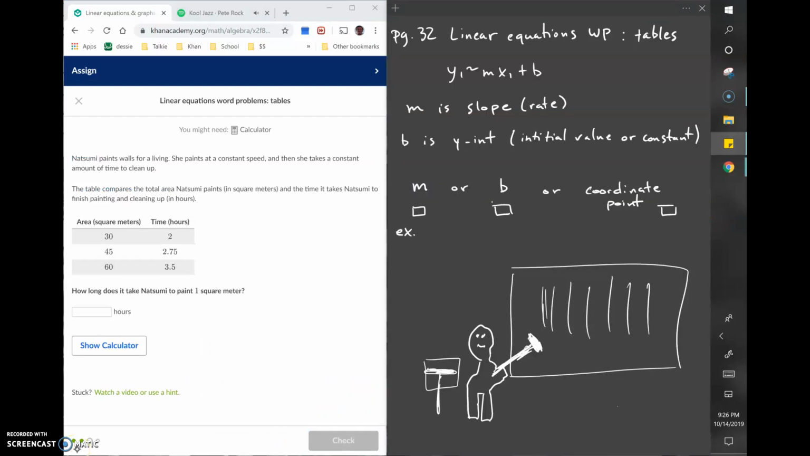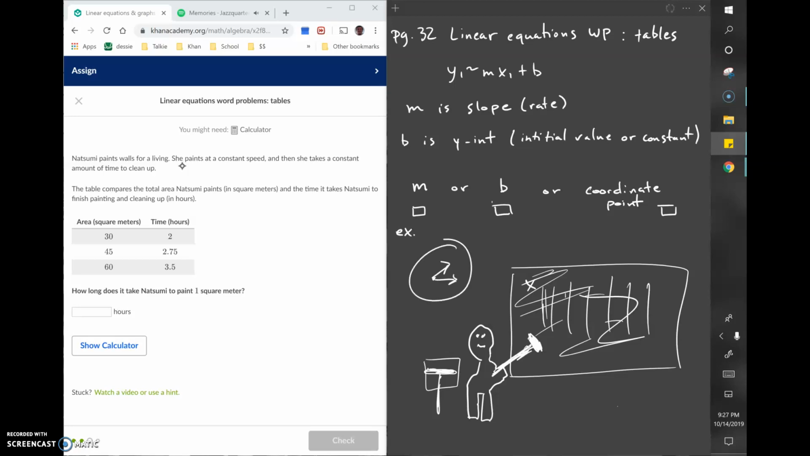Ooh, this one's tricky. Natsuma paints walls for a living. She paints at a constant speed. It then takes a constant amount of time to clean up. In the table, we've got area, so the x value represents the amount of space that she's painted, and the y value represents the time it's taken her to paint that amount of space.